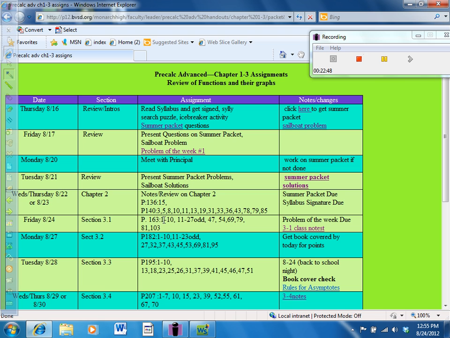Page 160. This isn't that much. 1 through 10 are just short yes, no questions. 11 through 27 are matching. And these ones are more like you have to do something problems. 47, 54, you have to come up with the equation. 69, 79, 81, and 103 are word problems that I want you to at least try. So that's it, this one right here. Okay, stop.